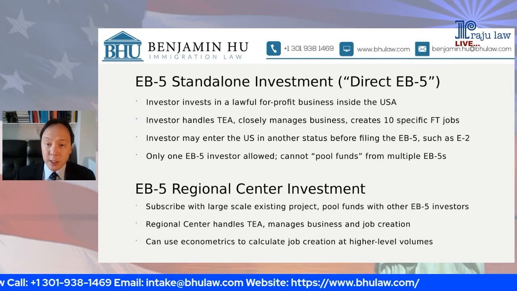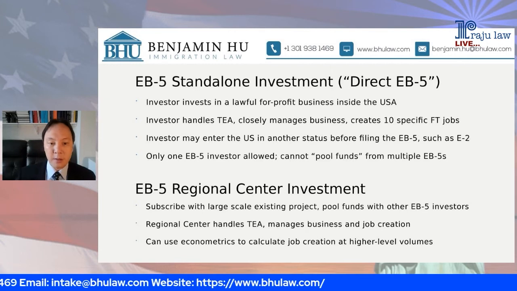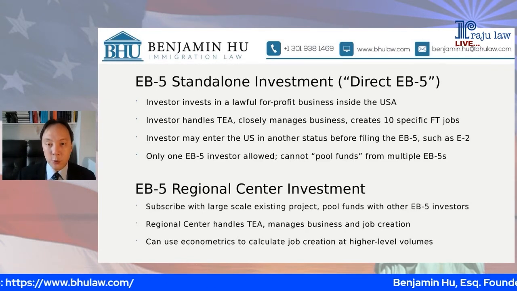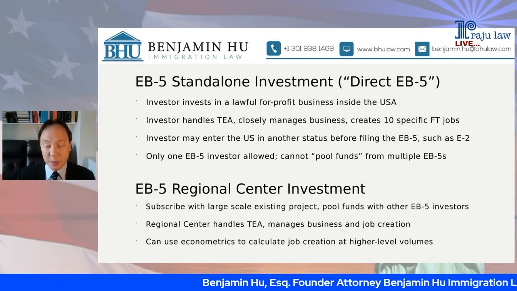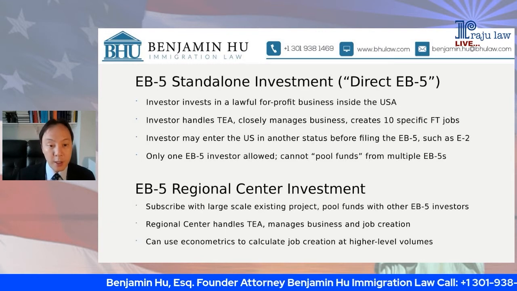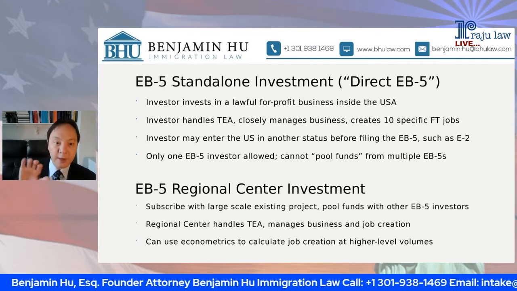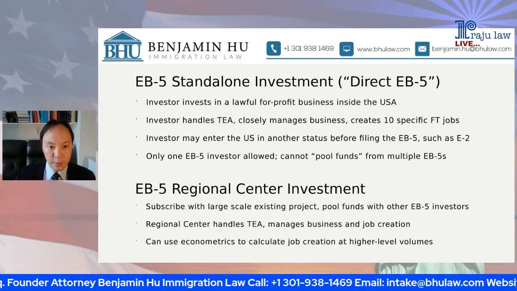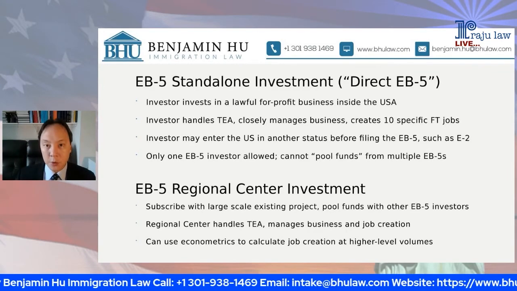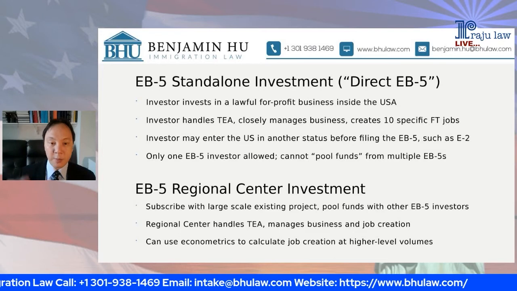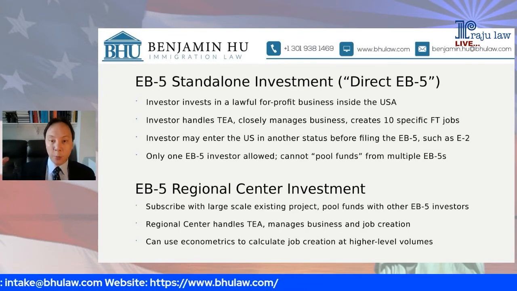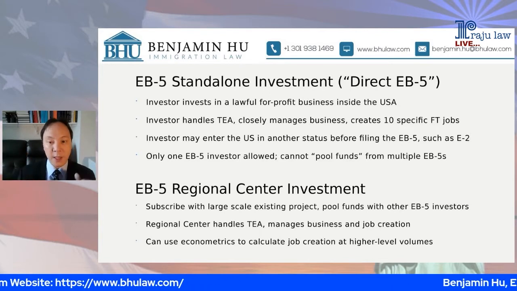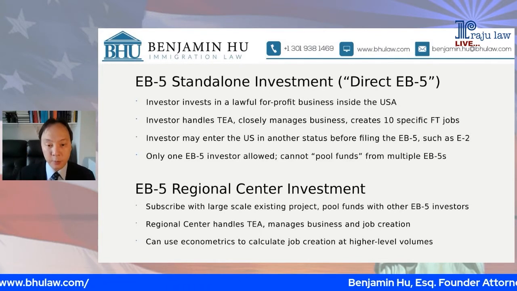However, filing the EB5 does not give you the right to be in the US. You would have to find some other way of coming in, and the most common one is the E-2, which we'll talk a little bit more about later on. The E-2, simply put, is kind of like a temporary work investor visa. The EB5 is more like a long-term permanent green card that takes a longer time to adjudicate. And as we said before, the standalone investment only allows one EB5 investor. You cannot pool funds with multiple foreign friends and hope to get EB5s for all of them. That is not permissible.